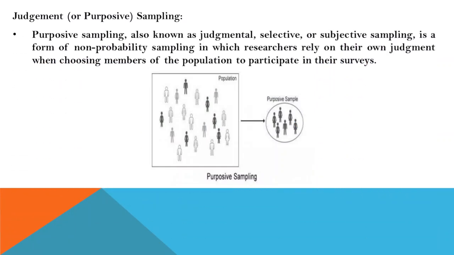Another one is judgmental or purposive sampling. It is also known as judgmental, selective or subjective sampling, which is a form of non-probability sampling in which researchers rely on their own judgment when choosing members of the population to participate in their surveys. For example, here they are purposively selected.